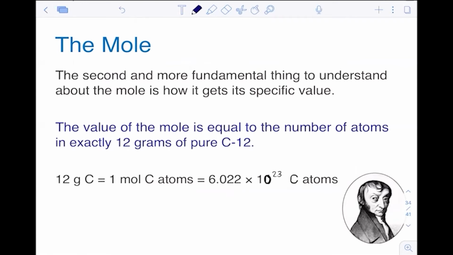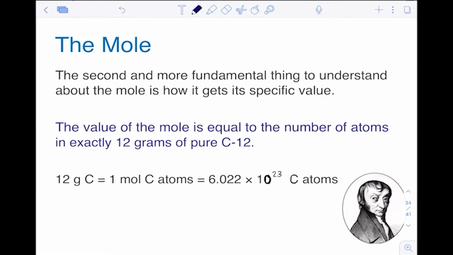Another unit that we can deal with, this is the SI unit for amount, the mole. The second and more fundamental thing to understand about the mole is how to get its specific value. Now, what is a mole? I like to think about a mole as a dozen. What is a dozen? Well, it's 12 of something, right? The mole is like a chemist's dozen. It tells you an amount of something.